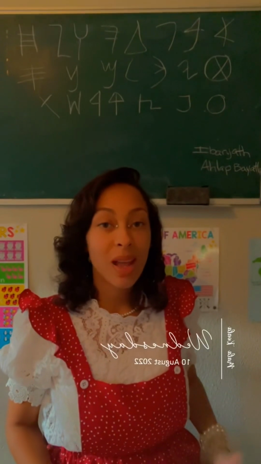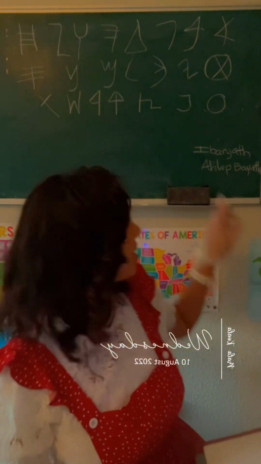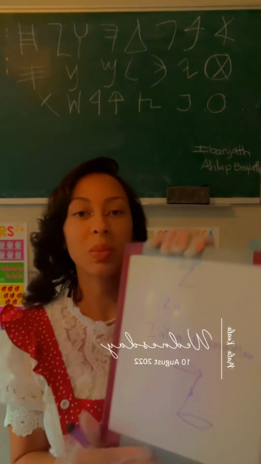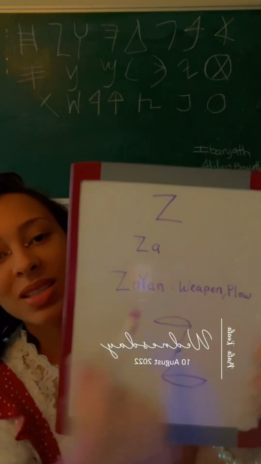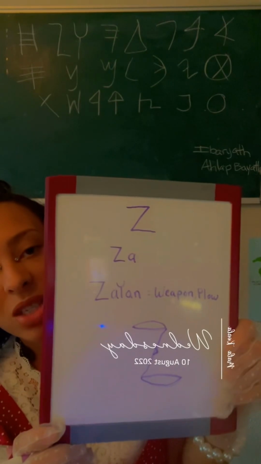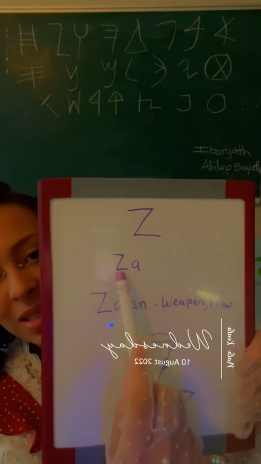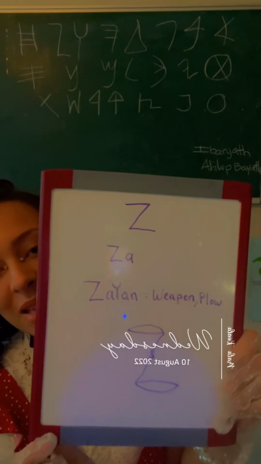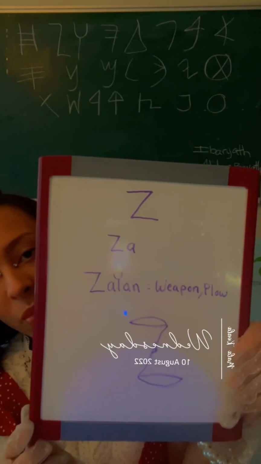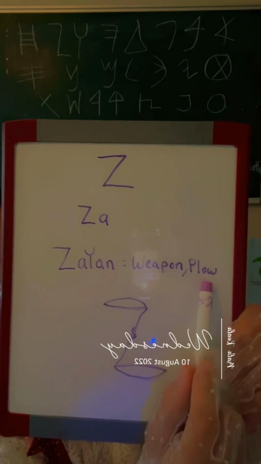Okay, so the first letter we're learning this week, the first Hebrew character, is Zayin. Zayin kind of looks like the letter Z from our English alphabet. Looks a little familiar, right? It's pronounced za. And za is for zayin. Za comes from the word zayin, which means weapon or plow.